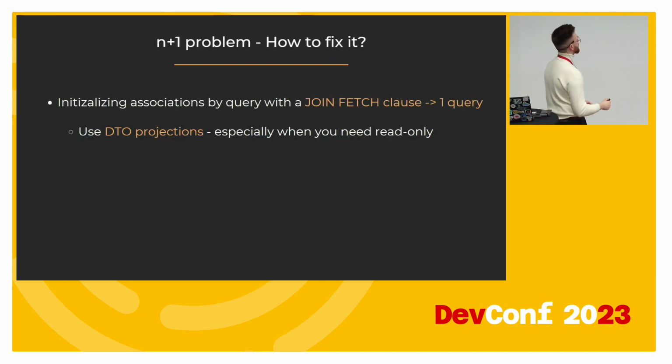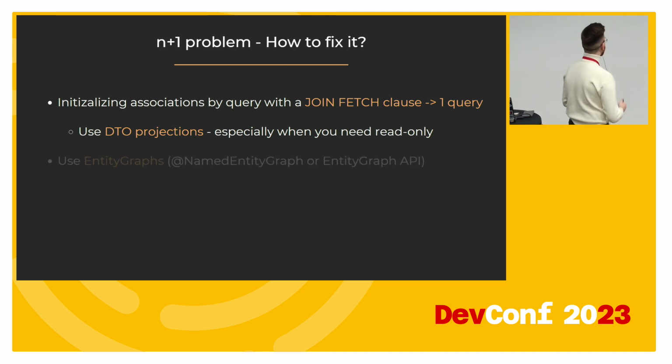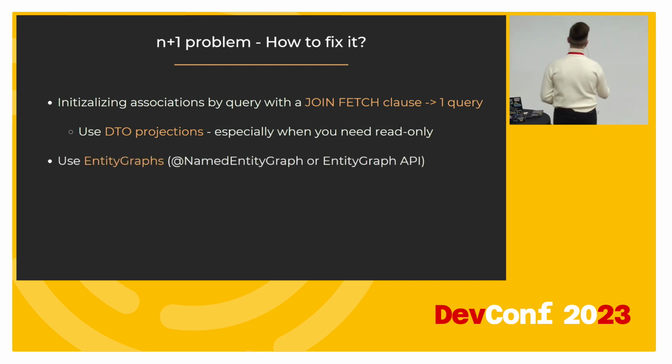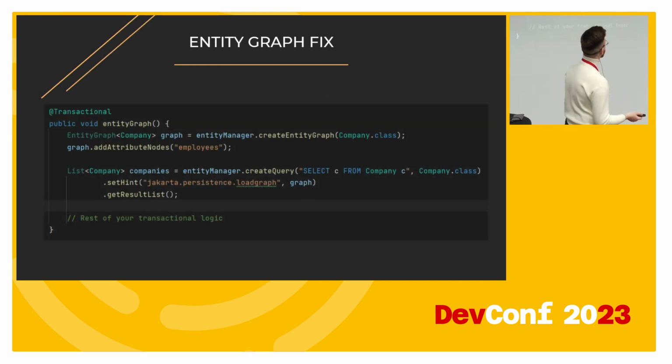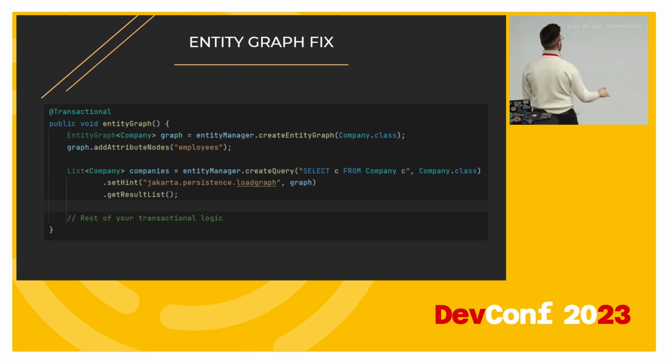Once you are using joins and we want to have one query, use DTOs, unless they are not read-only, of course. We have something like the entity graph API in Java. It's kind of similar to what I saw in the .NET documentation. We can generate an entity graph for a company class. We can add that it should fetch employees. And then we create a query with that graph, and we say, let's query everything that should be lazy loaded from the start.